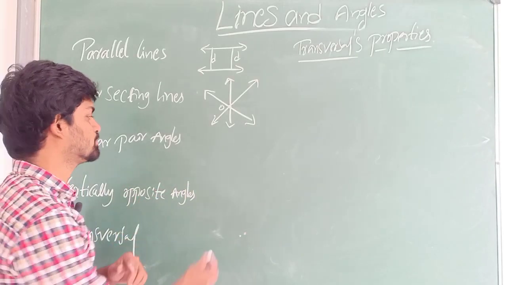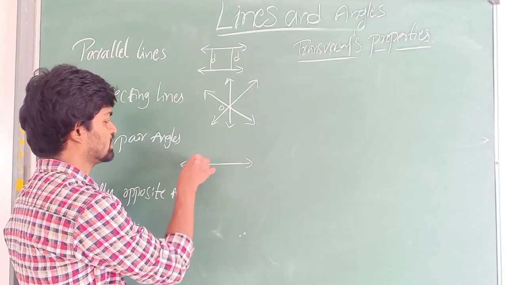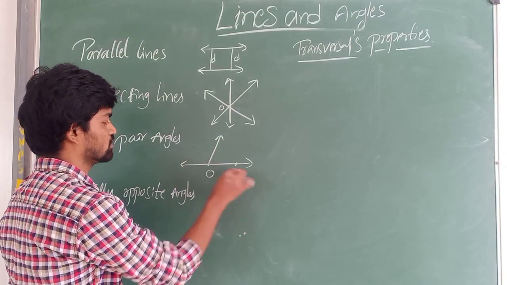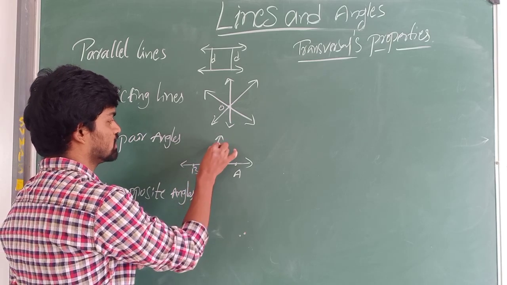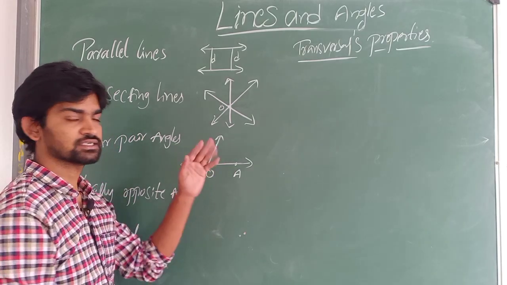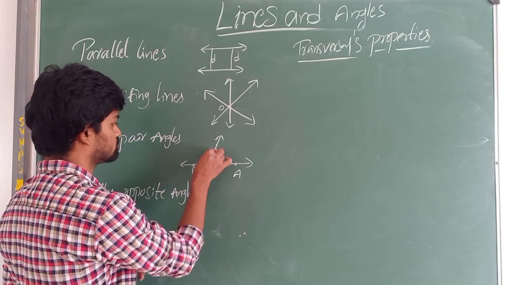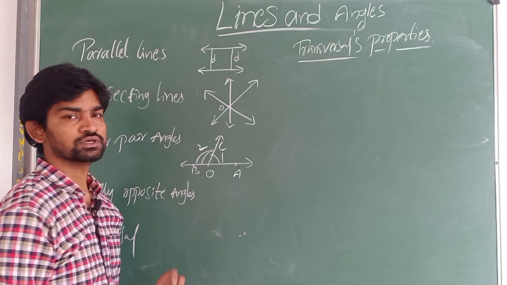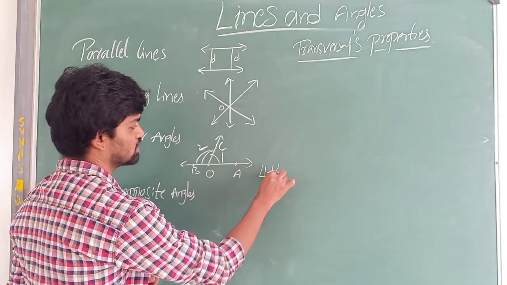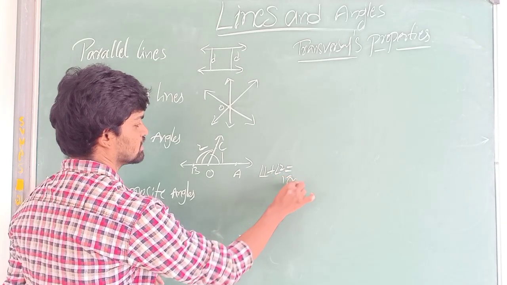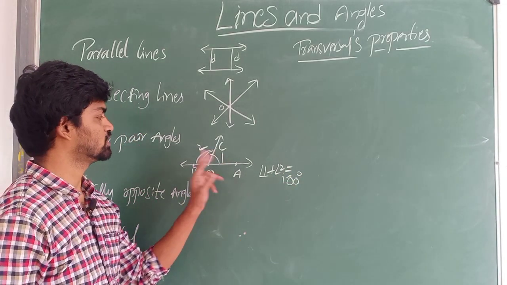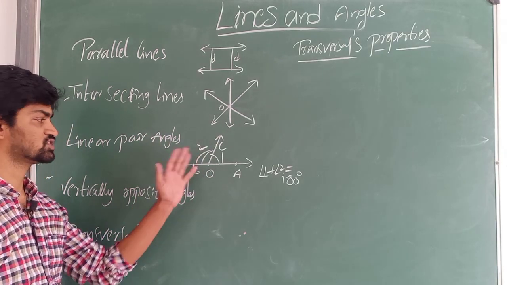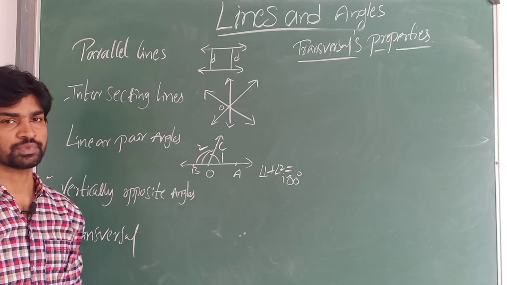linear pair angles. What are linear pair angles? Angles on a straight line are called linear pair angles. This is OA and OB. Now this 180 degrees is divided into two angles, angle 1 and angle 2. So the sum of angle 1 plus angle 2 is how much? 180 degrees. Now if the sum of two angles is 180 degrees, then they are called linear pair angles. Angles on a straight line are called linear pair angles.